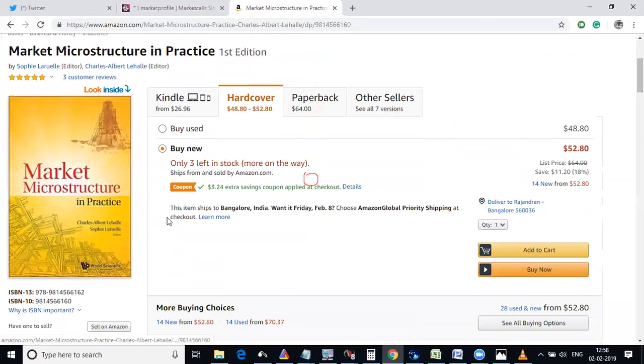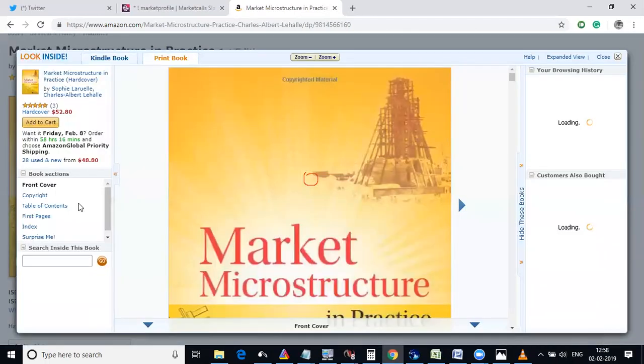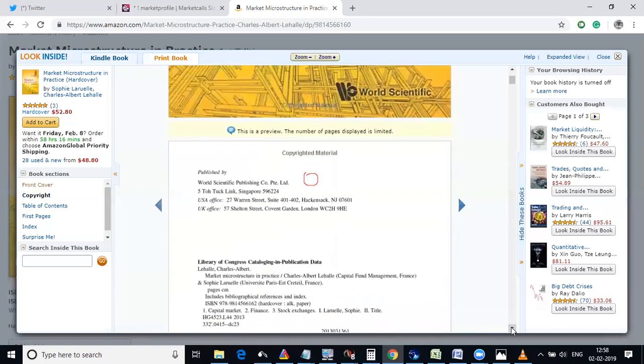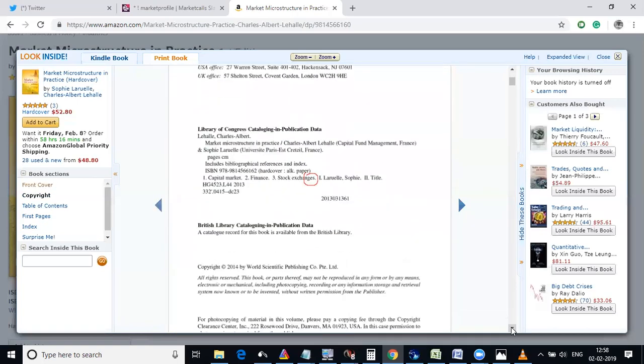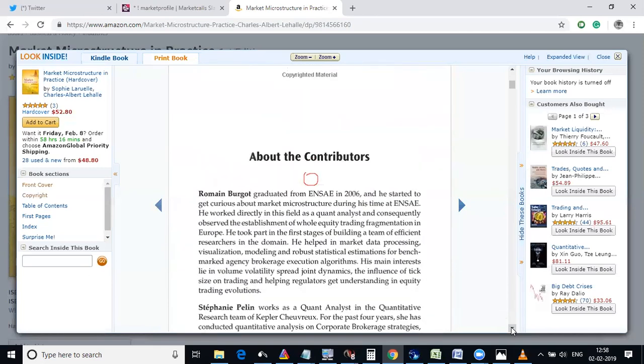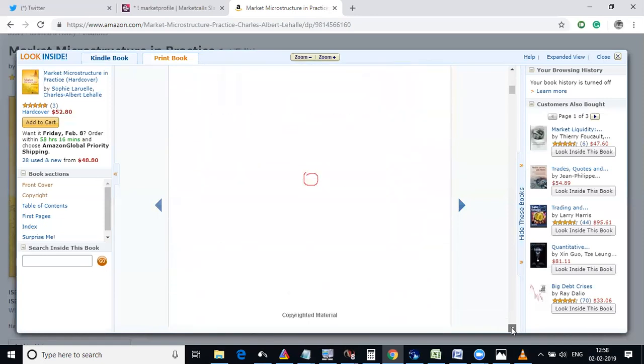So if you want to design or understand the markets even better, Market Microstructure in Practice is one book where you'll be able to understand how the market functions, what the facility is, what price discovery is, what liquidity is. It's more of an institutional study, but yes, if you are really curious about markets, it's highly recommended to go and explore this information.